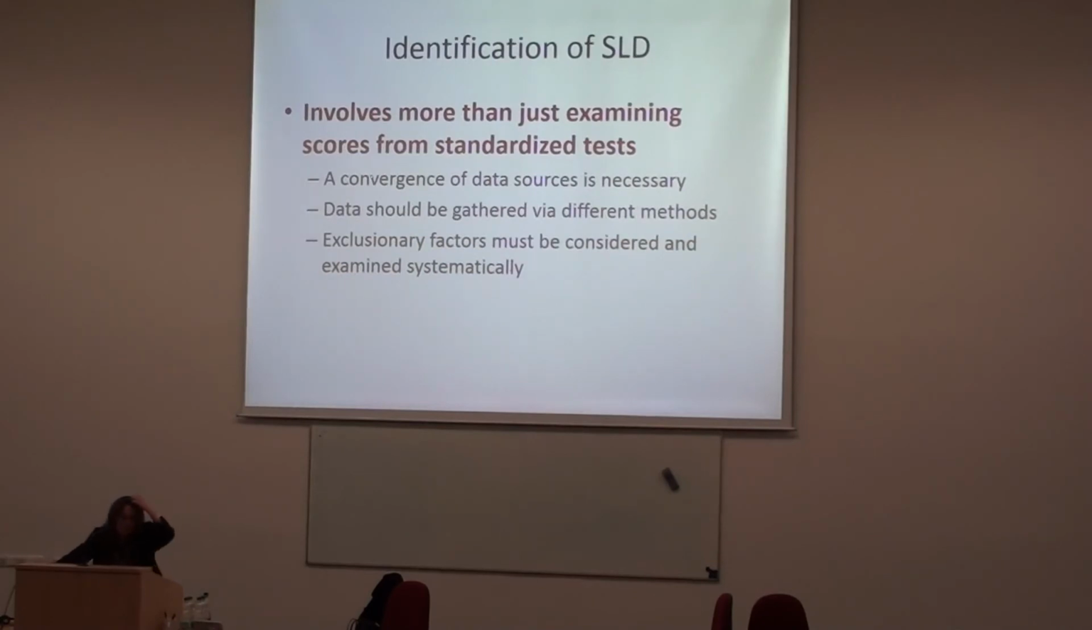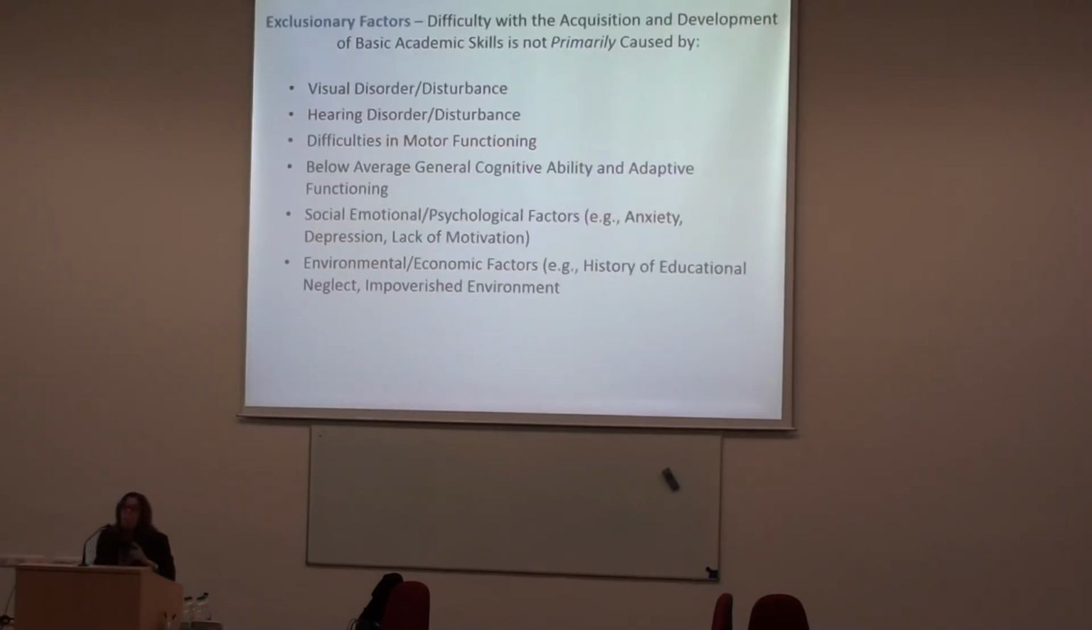Okay, so identification of specific learning disability involves more than examining scores on standardized tests. It's a convergence of data sources. Multiple data sources need to be considered. Also, what's very critical for SLD identification are the exclusionary factors. We look at all of these factors and we have to decide, are any of them the primary cause of the learning problems, or do they contribute to the learning problem?